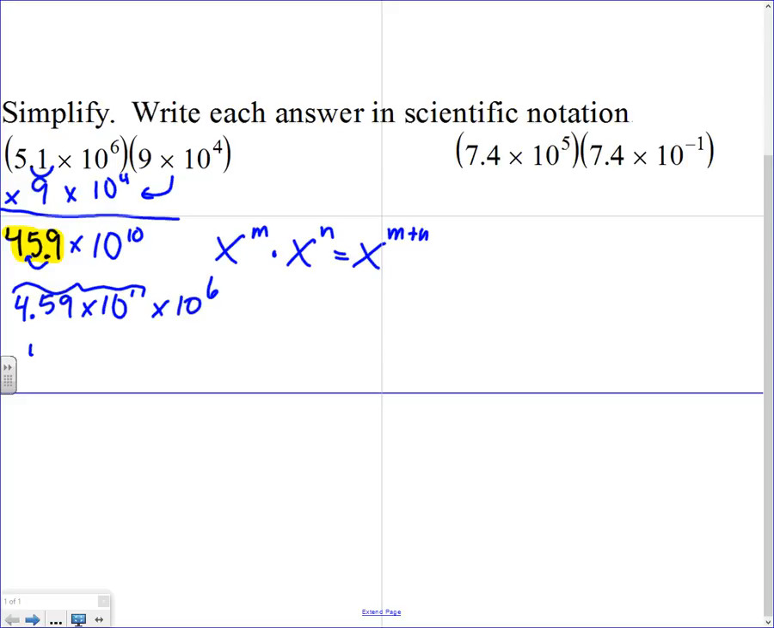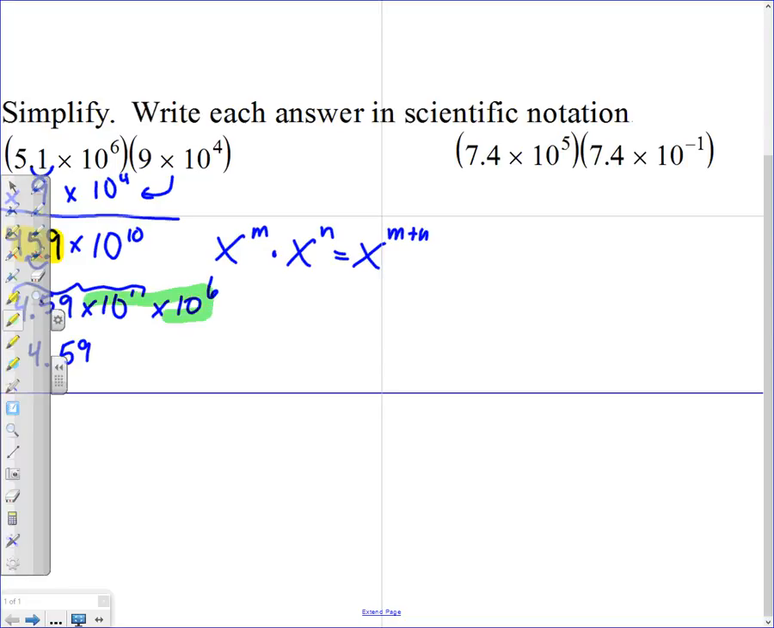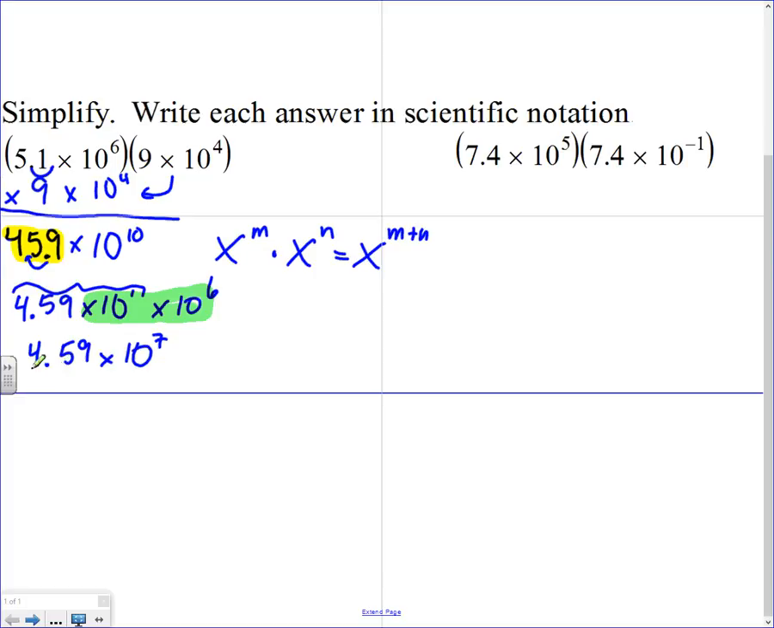So the answer is still 4.59. Now what you have is this multiplied by this. The base will remain the same, the base will be 10, and you add the exponents. 1 plus 6 will be 7, and that'll be the answer: 4.59 times 10 to the 7th. Okay.